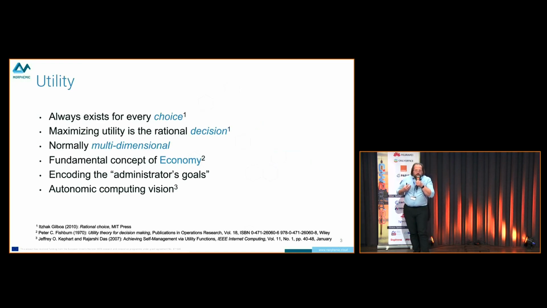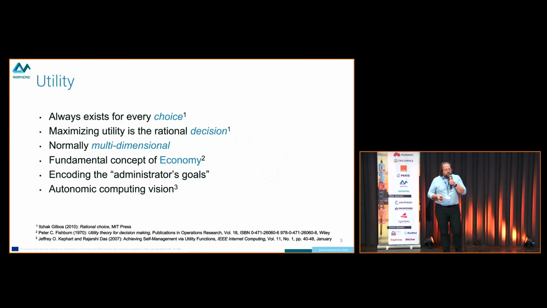So the key element is actually the understanding of the utility function. Simply, this system is not based on rules. It's based on utility that is almost as in economics. It exists for every choice of computing power we are going to use. We want to maximize the utility, as rationality. It can be pretty complex because it can have multiple dimensions.